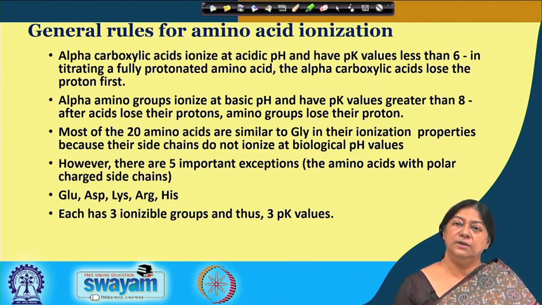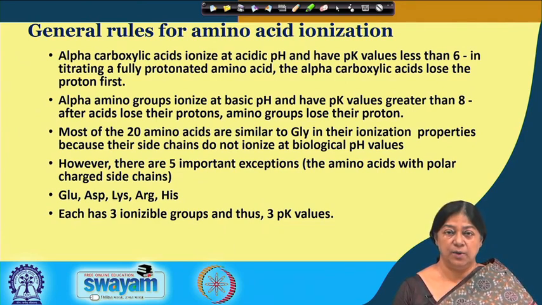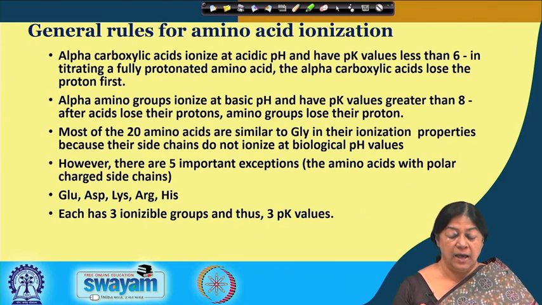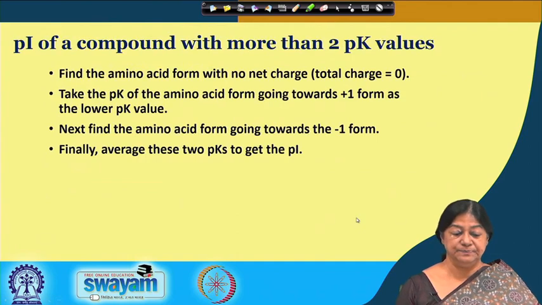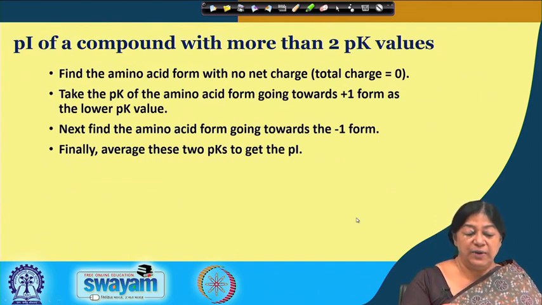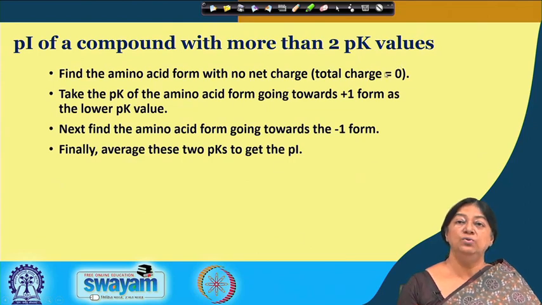Now, most of the 20 amino acids are similar to glycine, just like the table I showed you, where we have a pK1 and a pK2 value, and we can determine the pI value, which is just going to be the average of the pK1 and the pK2. However, there are specific exceptions to these. We will look at these exceptions where we have the R group, that is the side chain, that is also ionizable.